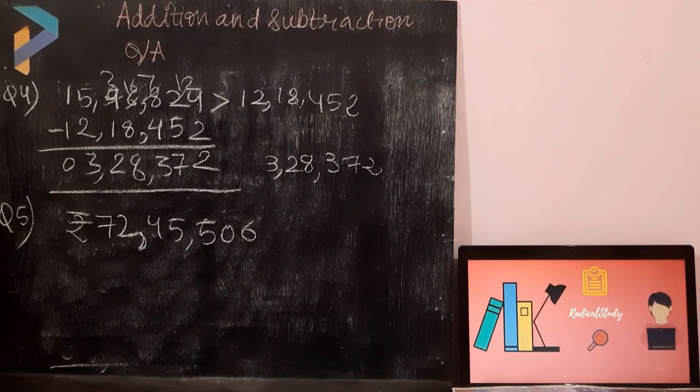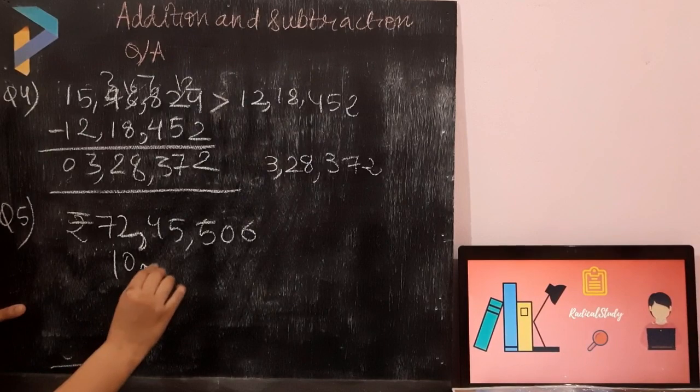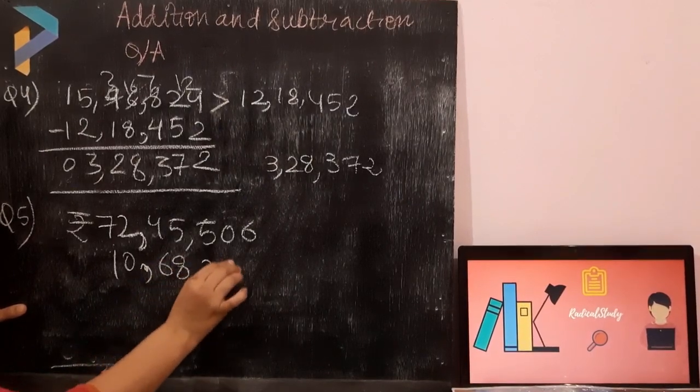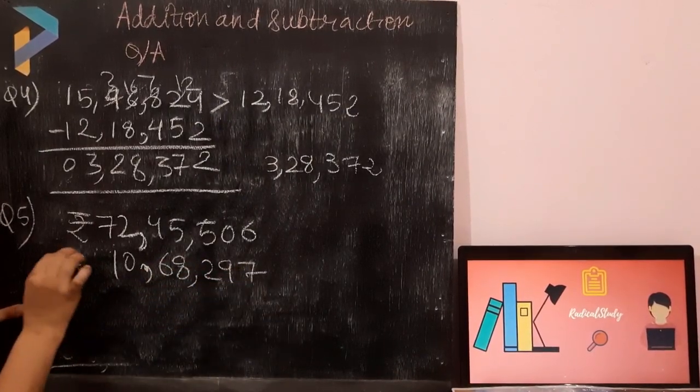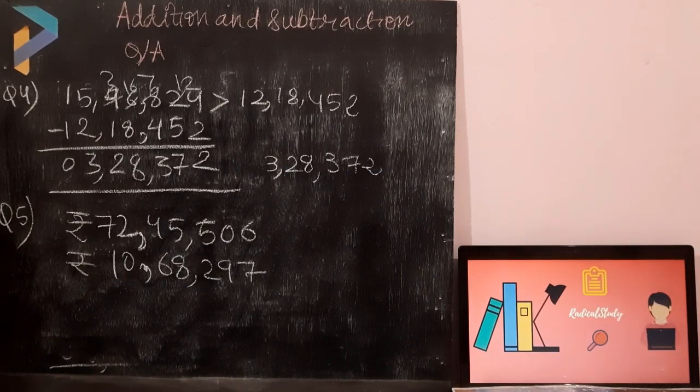Okay students, in 1 month, and pays rupees 10,68,297 towards electricity bill. Now what is the electricity bill of the company? 10,68,297. This much amount is for electricity bills. Now, and other expenses are also included in this. What is the total expenditure of the company for 1 month? So what is the total expenditure?